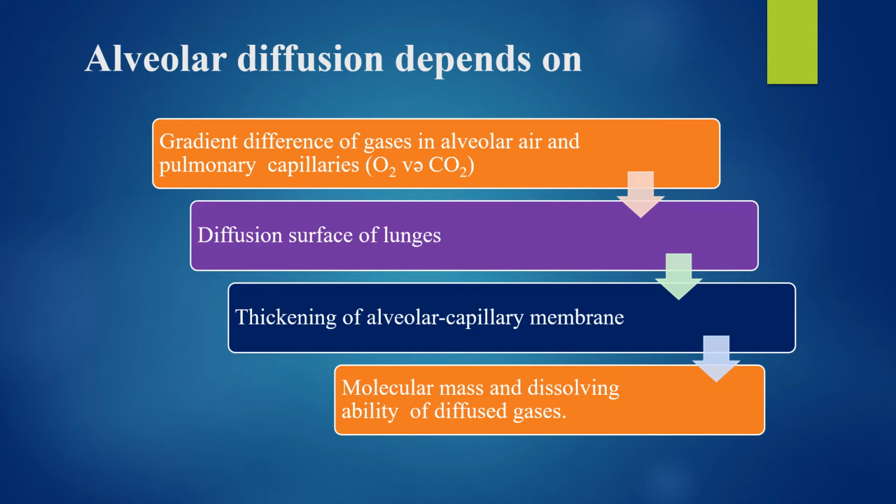The third is the thickness of the alveolar capillary membrane. Normally, the thickness of this membrane is 0.2 to 2 microns. In lung diseases, for instance, in respiratory distress syndrome of newborns, the thickness of the alveolar capillary membrane increases and the diffusion of gases through this membrane decreases. The fourth and last is the molecular weight of diffused gases and their solubility. It is known that the diffusibility of carbon dioxide is 20 times higher than that of oxygen.